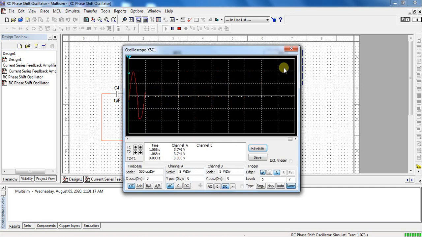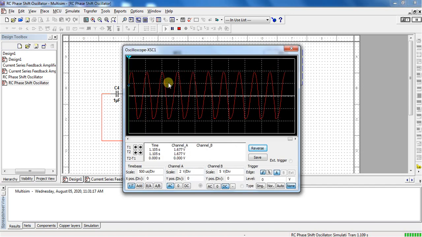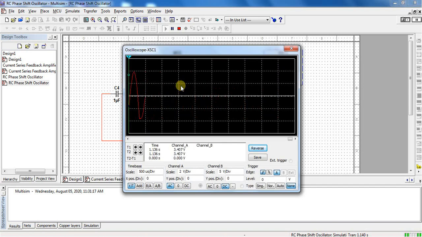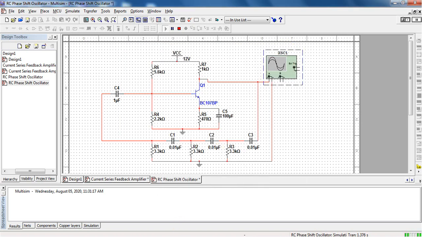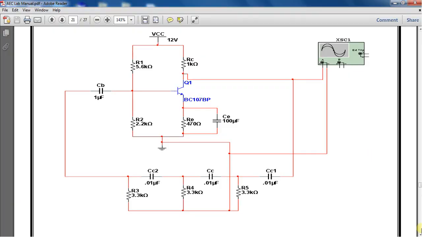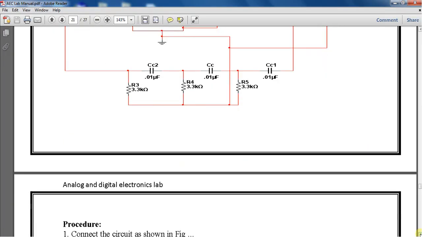Now if you run this simulation, we are getting constant oscillations. What is the amplitude? In channel A only we are getting the signal, so 2 volts per division into height: 1, 2, 3, 4, approximately 4 blocks, 8 volts. 8 volts is the peak to peak amplitude. What we need to observe is only the constant output we are getting.